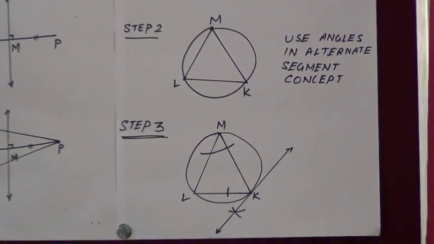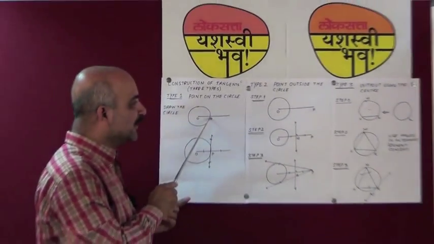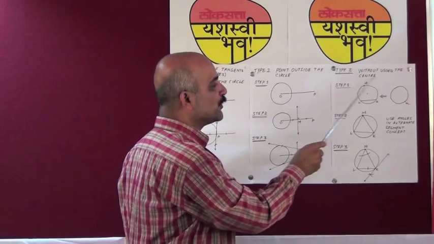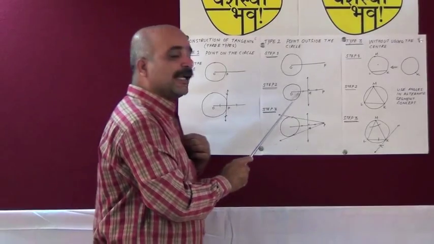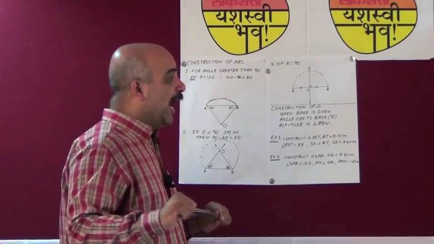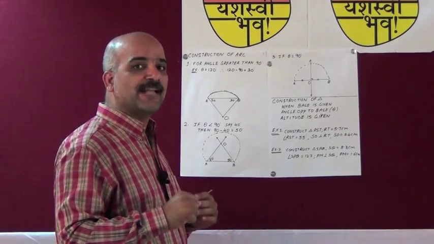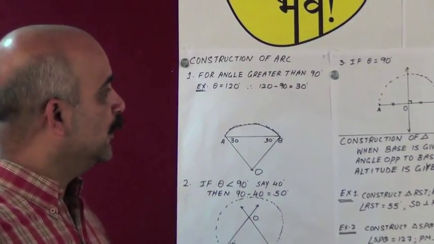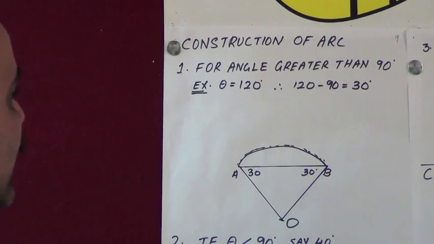Now, there are 3 ways of drawing tangents: when the point is on the circle, when the point is outside the circle, and tangent to be drawn without using the center. The first type comes for 2 marks, the second type normally comes for 3 or 4 marks, and the last one comes for 4 marks. After knowing circumcircle, incircle, and the 3 types of tangents, let us come on to construction of an arc. These questions normally come for 3, 4 or 5 marks. Now let us see how.